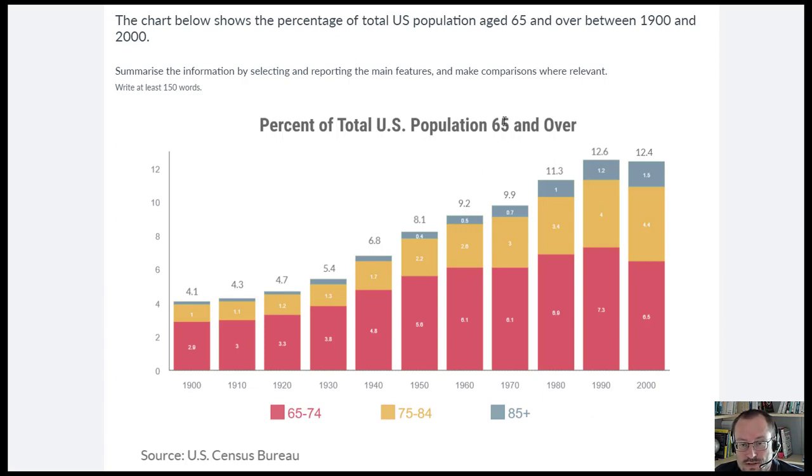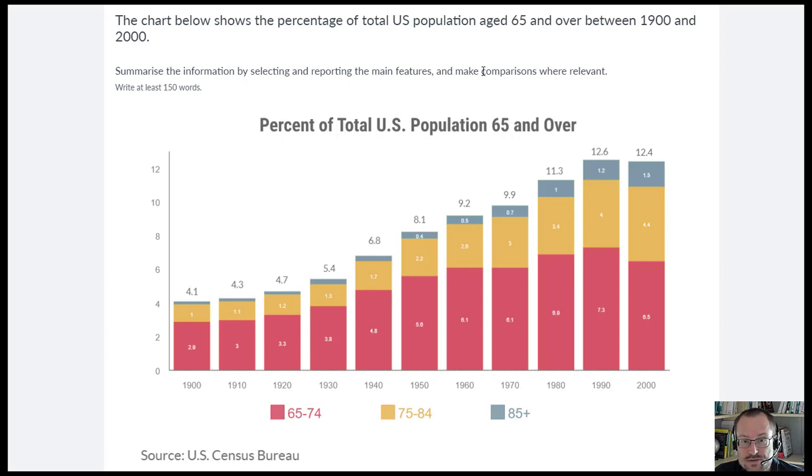So the number of 65 and over year olds didn't increase by 8.3%. Okay, let's be very clear about that. Over 100 years, the percentage of this group did not increase by 8.3%. It increased by 8.3 percentage points. So percentage points, absolute numbers, are not terribly useful for making meaningful comparisons.